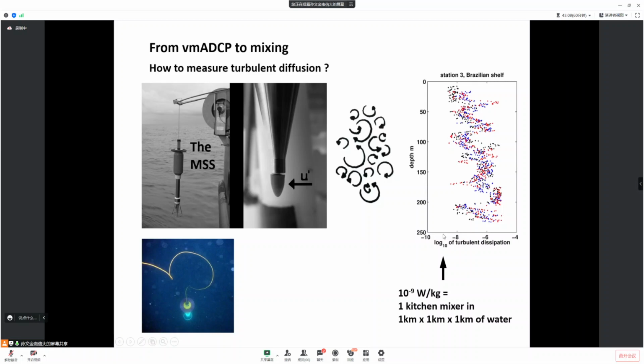So this is a log scale here, and the lowest mixing that we can record is 10 to the minus 9 watts per kilogram, and that's the equivalent to one usual kitchen mixer put into a very large volume of water of 1 kilometer cube length.